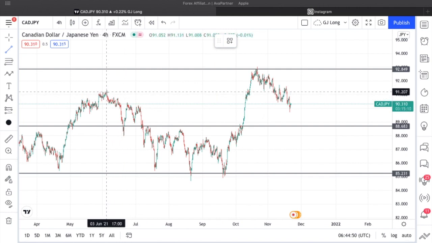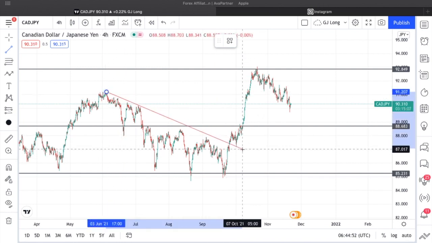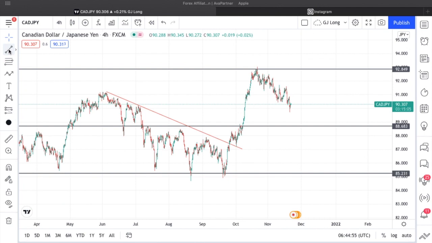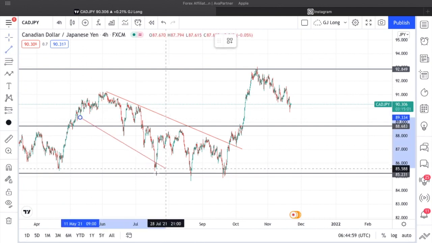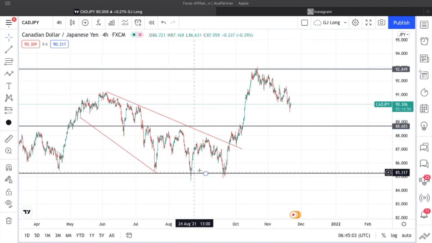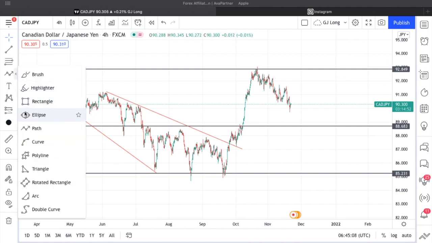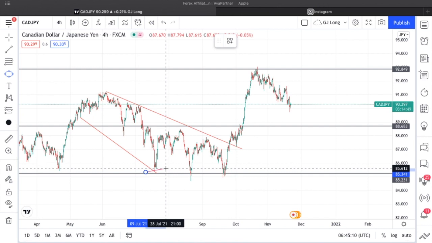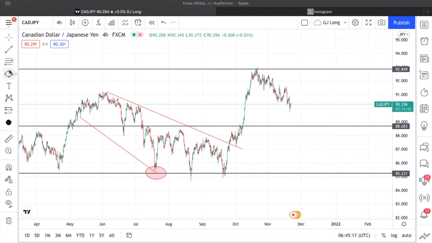And what I noticed is that it broke out from the downward movement. So this was like a flag. This was a flag pattern. And then it had a triple bottom at the support level.